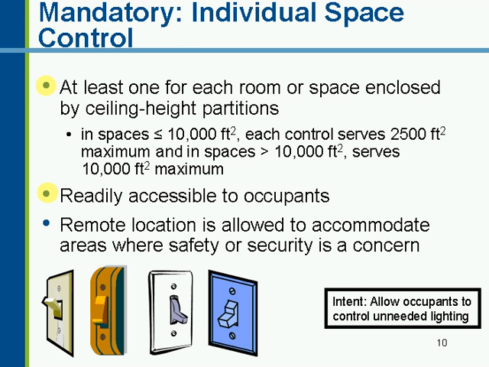There is an allowance for remote location of these switches to accommodate areas where there is a safety or security issue. For example, if you have an area where there are safety issues and the lights need to remain on for certain periods of time, and you don't want occupants to be able to control them without some kind of security control, that switch can be allowed to be remotely located. But you must have a way with this remote location to see what lighting is controlled or have it labeled and be able to tell whether the switch is on or off.